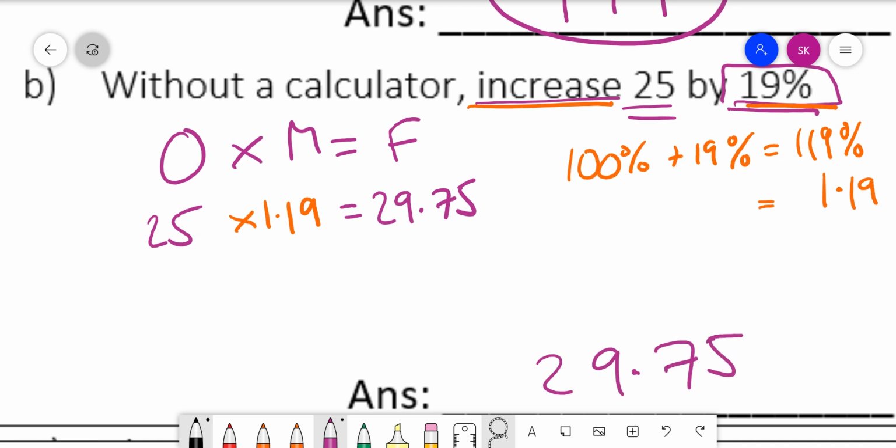So if you try to find 10% and then 9% and then add it all on, I recommend this method. It is cleaner. Pause the video, make any notes that you need to, as always, and press play when you're ready to keep going.